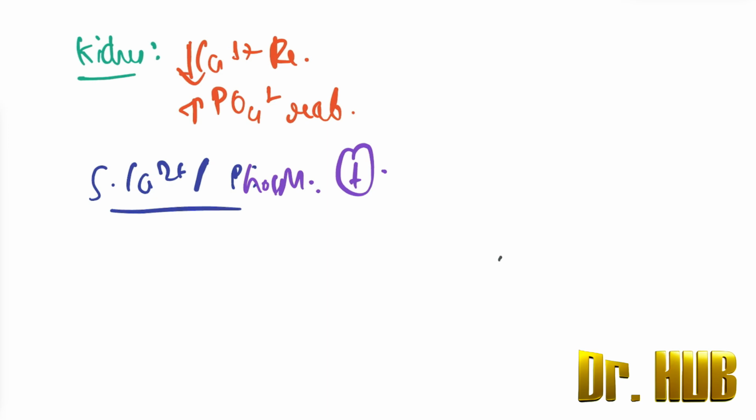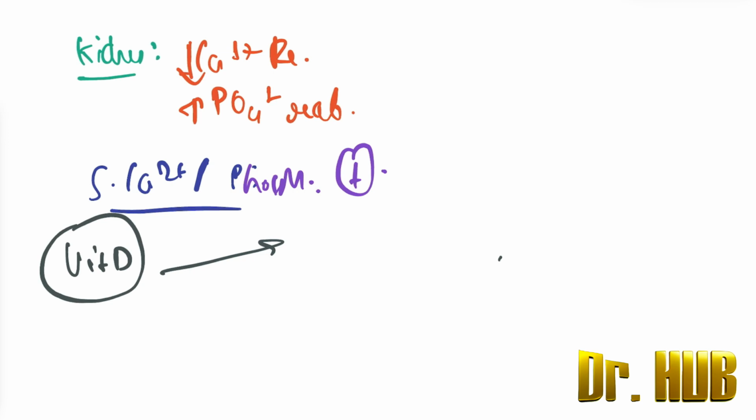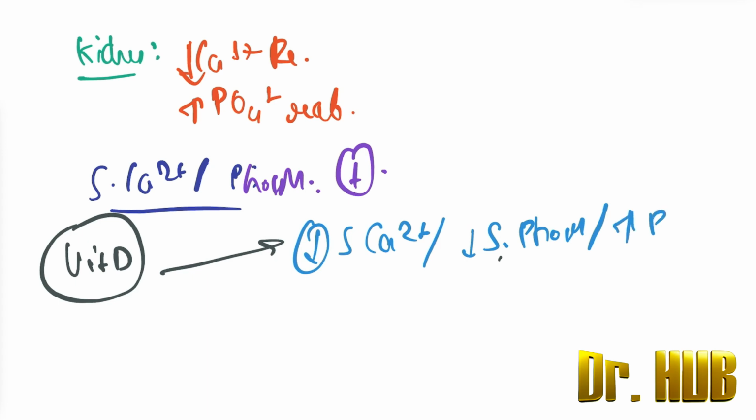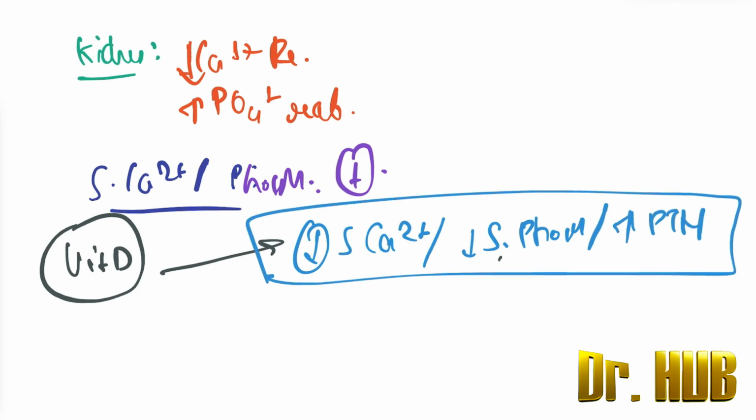Lastly, we look at vitamin D. What is special about vitamin D? The stimulus of secretion is a decrease in the serum calcium, as well as a decrease in the serum phosphate, as well as an increase in the PTH. All this will lead to the stimulation of the secretion of vitamin D.